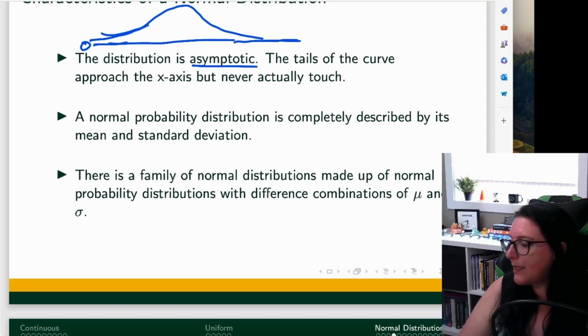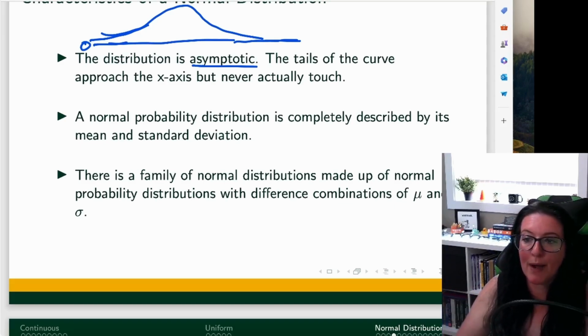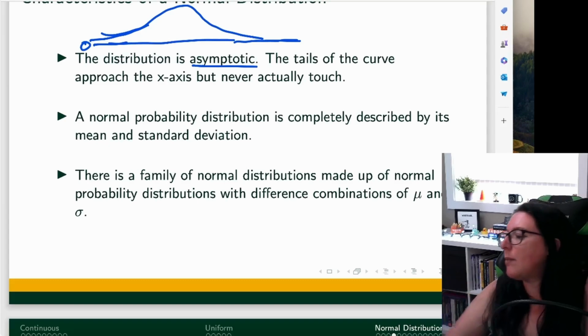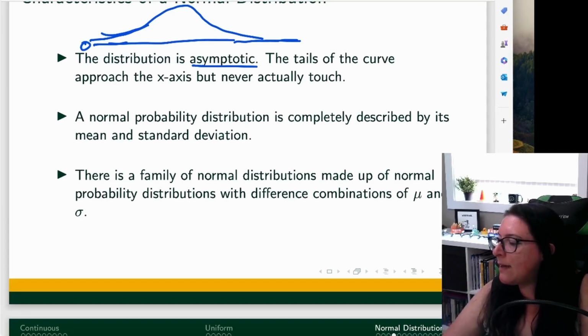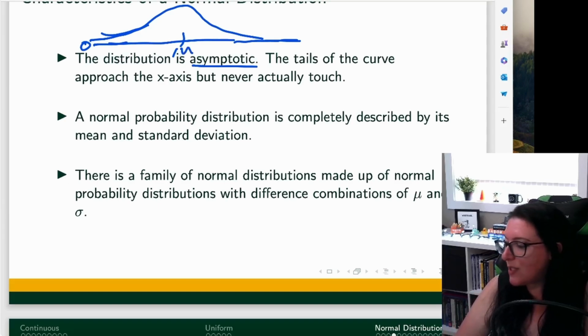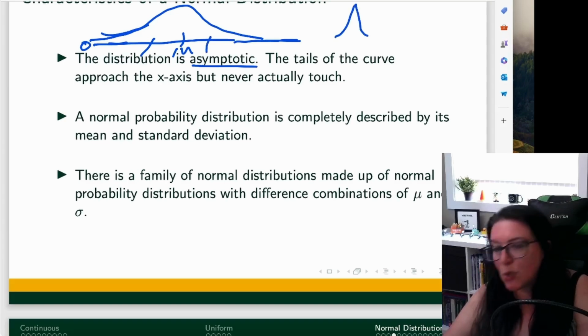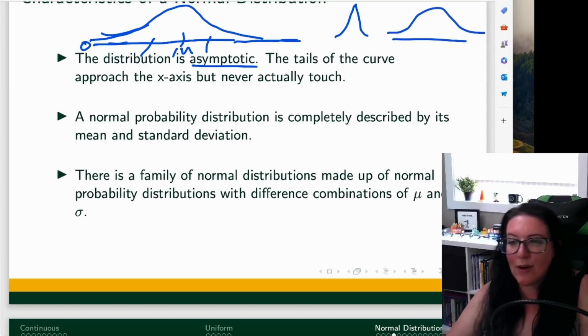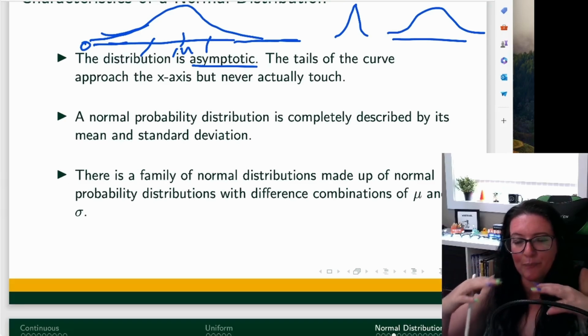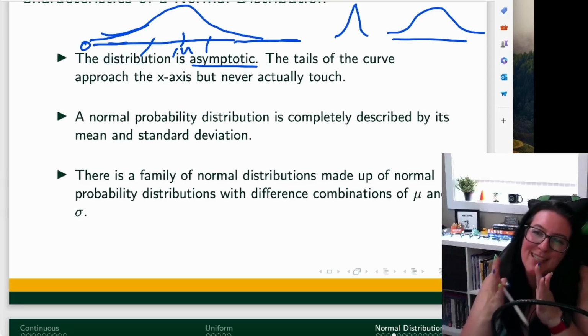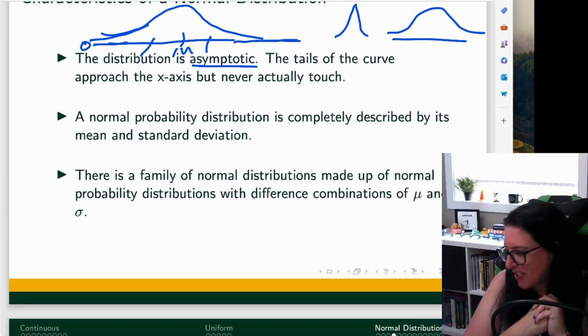A normal probability distribution is completely described by two parameters here. We have the mean and the standard deviation. And the standard deviation is simply telling us whether it's going to be a more squat normal distribution, whether it's going to be fat or skinny, is what that standard deviation is telling you.